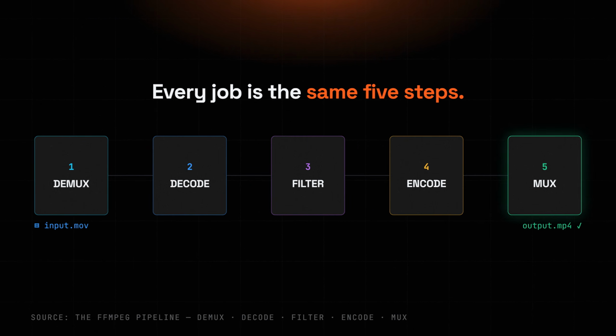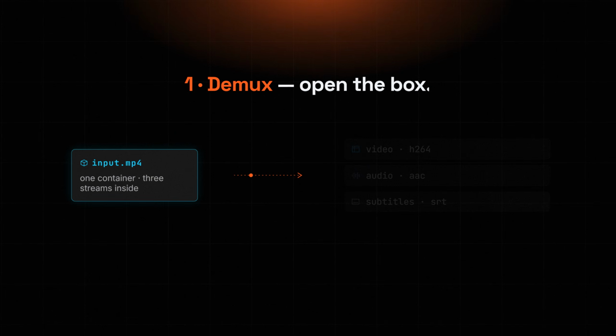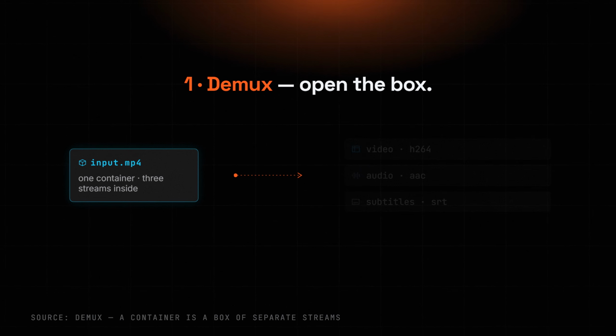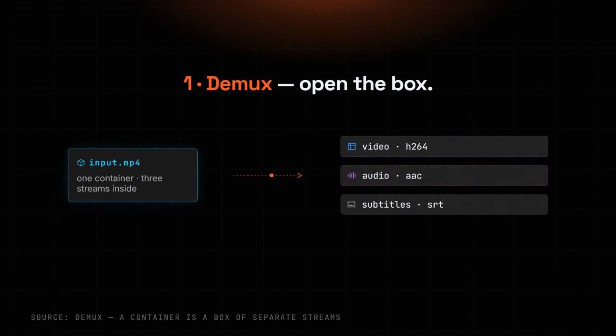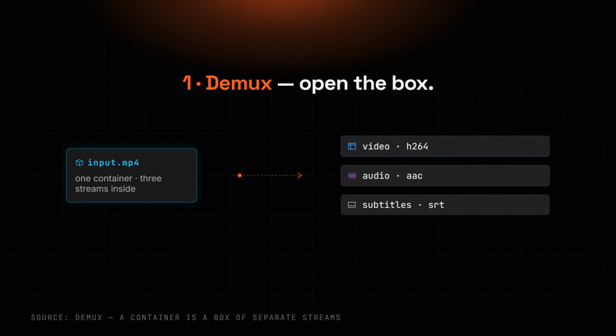Step 1. Demux. A video file is really just a box, a container holding several separate streams sitting side by side. The picture lives in one track, the sound in another, and maybe subtitles in a third. Demuxing simply opens that box and pulls those streams apart.